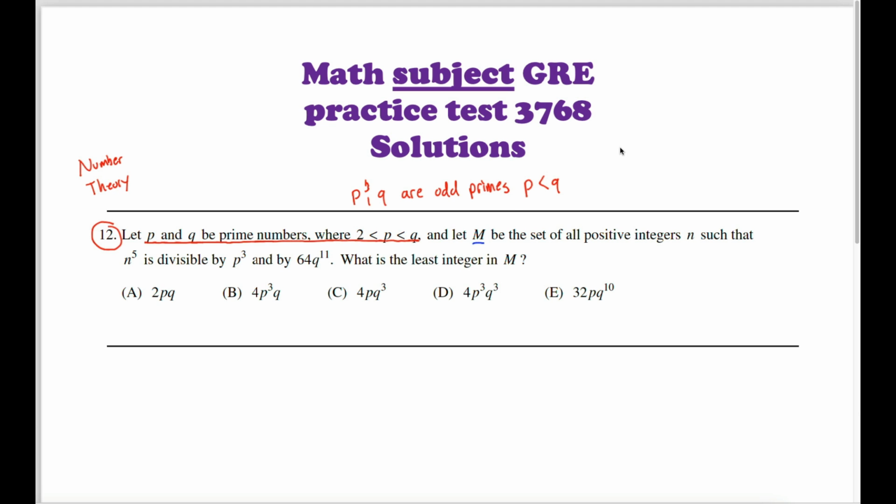If you really like the symbols, what we're saying is that M is the set of all positive integers such that n to the 5th, so the 5th power of a number in this set, is divisible by p cubed. In other words, p cubed divides n to the 5th, and 64q to the 11th divides n to the 5th. So the way you determine whether or not a number is in this set is you consider the 5th power of that number. So the numbers are given here. We got 5 of them. To figure out if these numbers are in the set, we need to know the 5th power of these numbers. What the question is asking is, what is the least integer in this set?